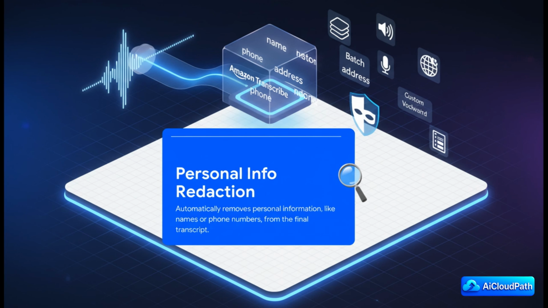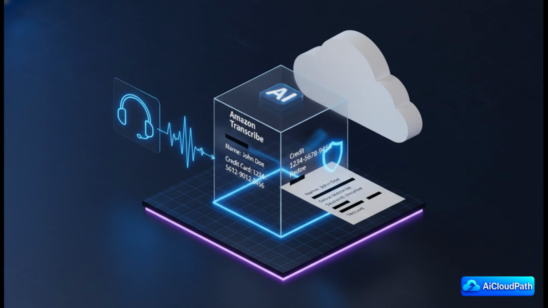Next is a really critical feature for privacy, PII redaction. PII just stands for personally identifiable information, the sensitive stuff like names, phone numbers, addresses. This feature automatically finds and removes that data right from the transcript. And this is huge for any business, and it's about more than just checking a compliance box. By redacting sensitive details from, say, support calls, you're not only protecting customer privacy, but you're also able to unlock insights from data that would otherwise be totally off limits. It's basically security by default.